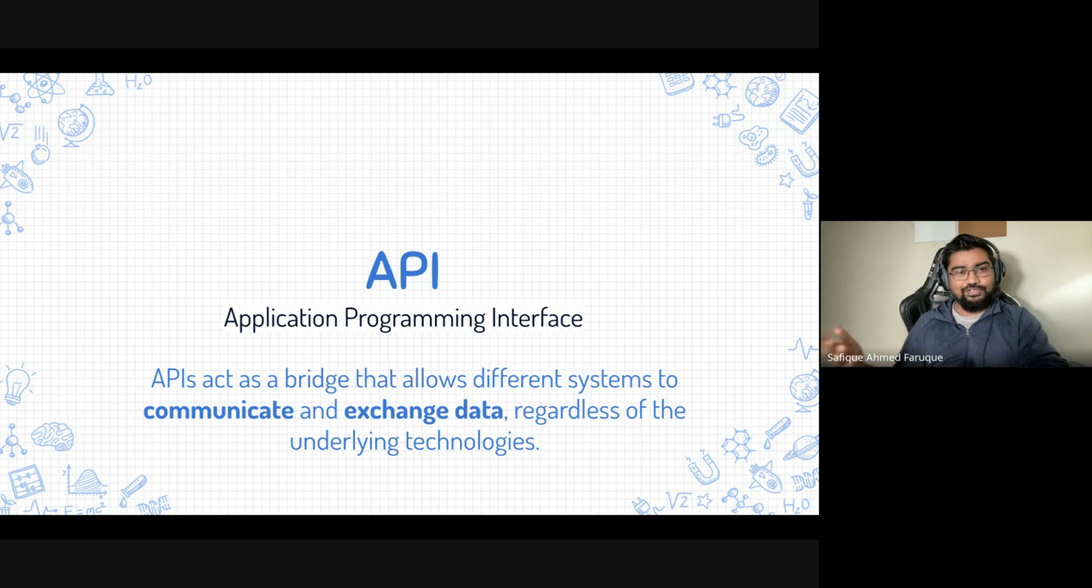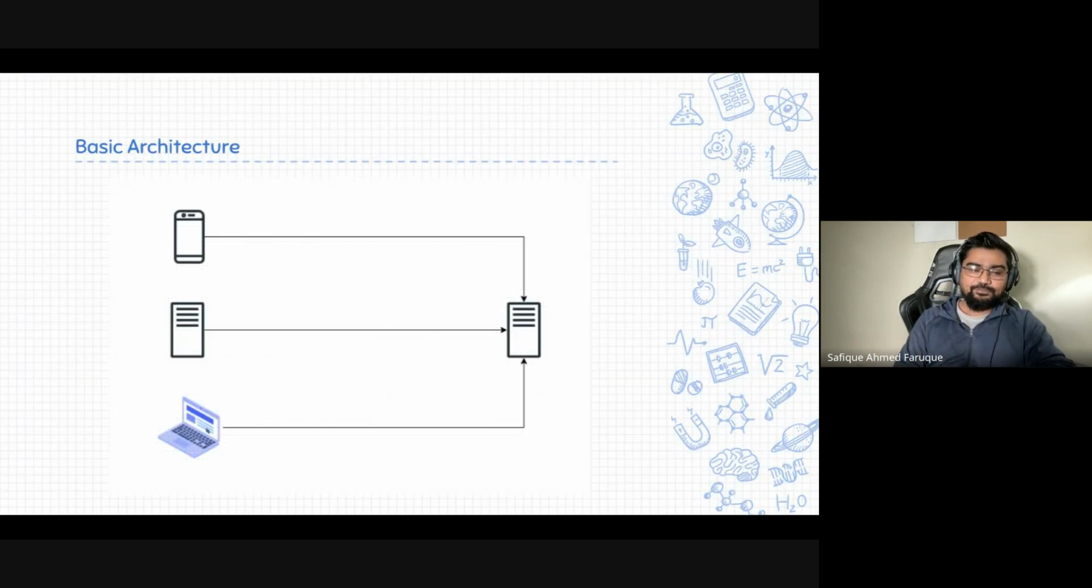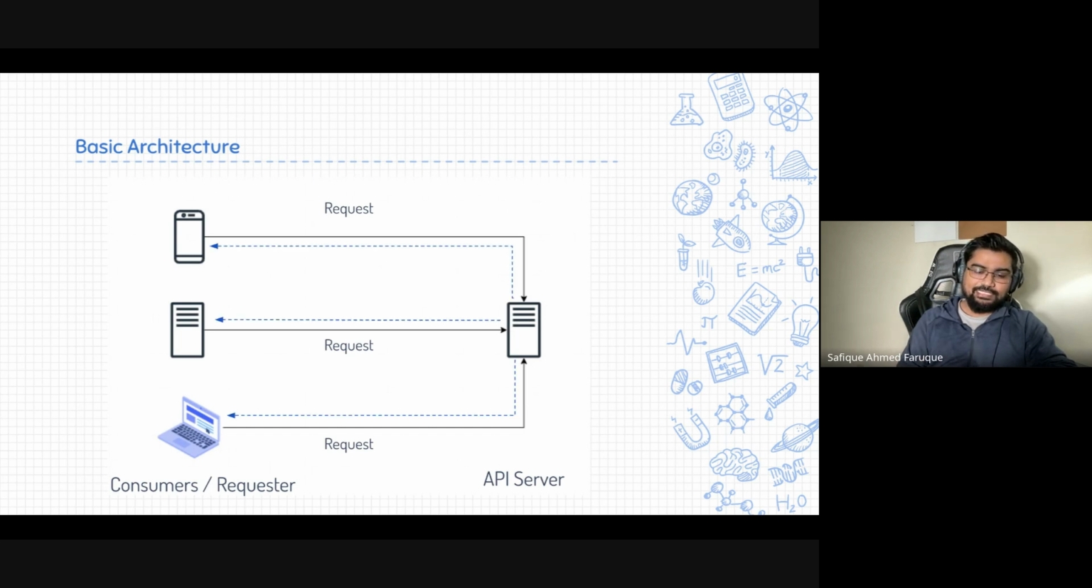There are a lot of different kinds of APIs and different kinds of protocols. Which one is the best fit for which system? So we'll go through these different kinds of APIs. The basic structure is that we will have an API server, and we'll have a consumer or requester. The consumer will send a request and they will get back the response.